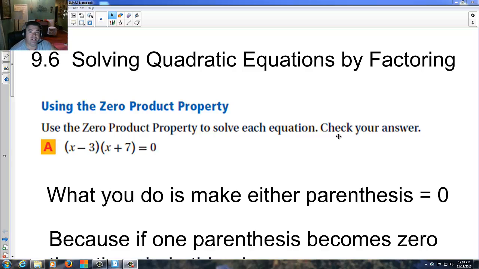Today, 9-6, solving quadratic equations by factoring. Why? It's easier than driving a monster truck.